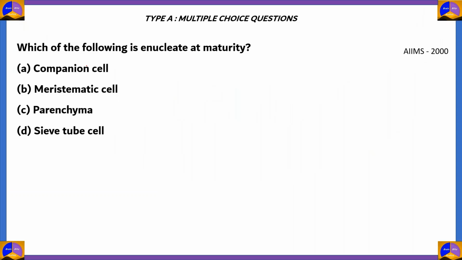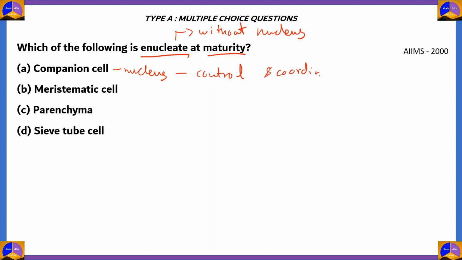The next question, which of the following is enucleate at maturity? So that means it does not have a nucleus. Option A is companion cell, option B is meristematic cell, option C is parenchyma, and option D, sieve tube cell. Let's look at each of our options. Option A, companion cell. These have a nucleus, which is used to control and coordinate sieve tube. So option A is incorrect.